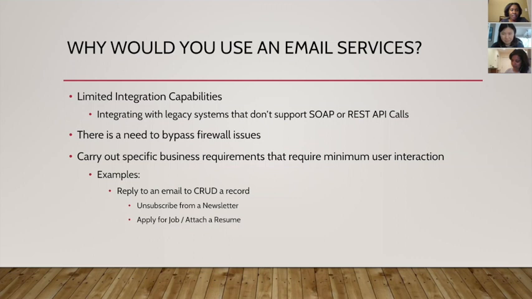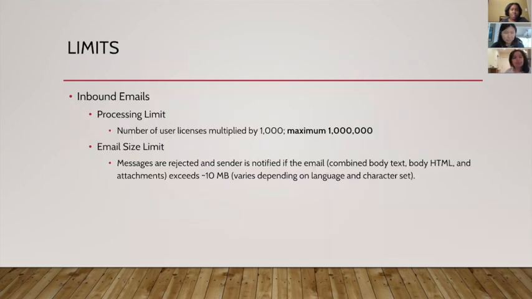Okay. So now let's talk about the limits. We have a couple limits that we need to talk about. So the inbound emails, there's a processing limit. It's the number of user licenses multiplied by 1,000 with a maximum of 1,000,000. So that's how many emails coming in to Salesforce can be processed. If you have a small user org, the limit's smaller, but for enterprise clients, they get a higher number, but everyone has that maximum of 1,000,000. Not sure if you can increase that or not, but you probably could.